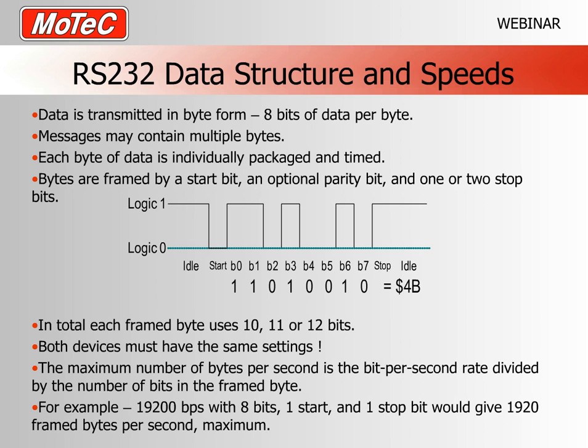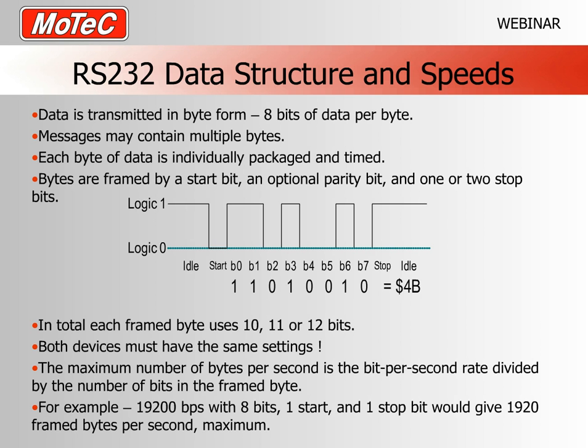So in other words, each of these bits has exactly the same interval or timing, and we use 10, 11 or 12 bits for each byte of data depending on whether we have idle bits and how many stop bits there are. Needless to say, both devices must be set for the same speed because the timing of each of these bits is purely a hardware thing which is set in each of the devices, and if the bit speed is not correct, then the receive device will never be able to distinguish the data from the transmit device.